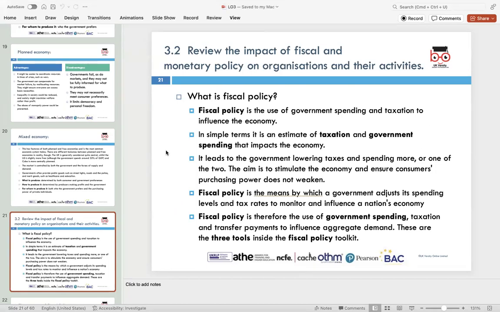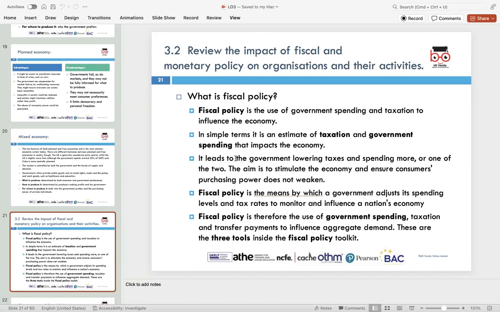Review the impact of fiscal and monetary policy on organizations and their activities. So, what is fiscal policy? You might have heard of it, it is very common. The use of government spending and taxation as means to exert influence over the economy is referred to as fiscal policy. In simple words, it is an estimation that measures the extent to which government spending and taxes have an effect on the economy. So the government either reduces taxes or increases expenditures, or it does both of these things.